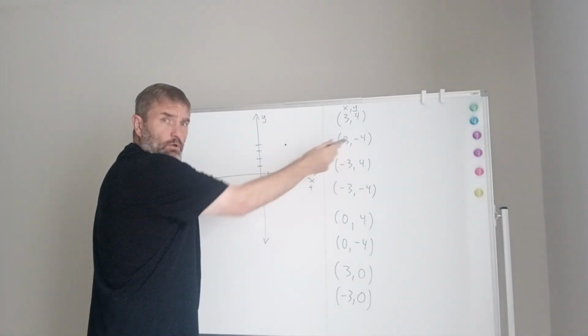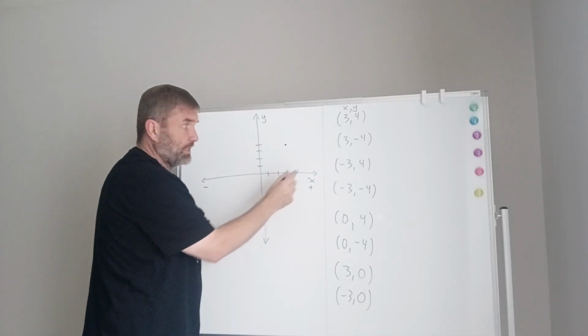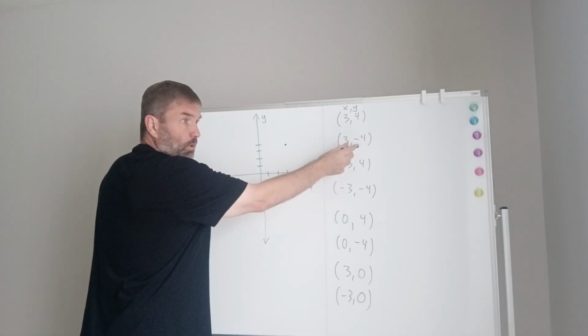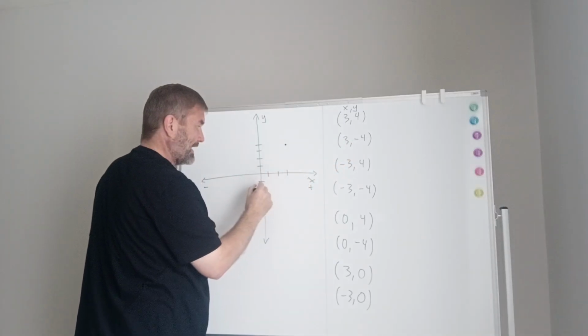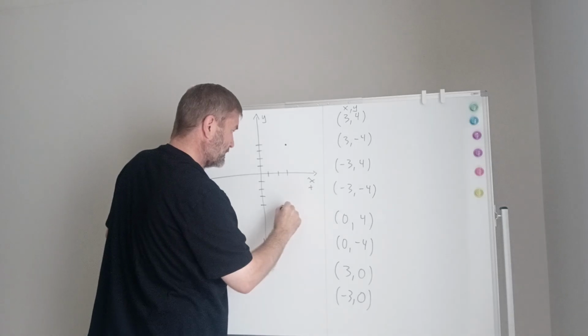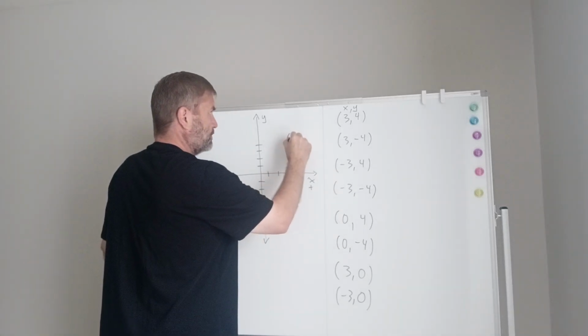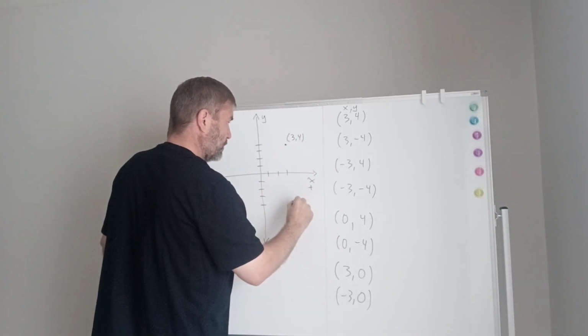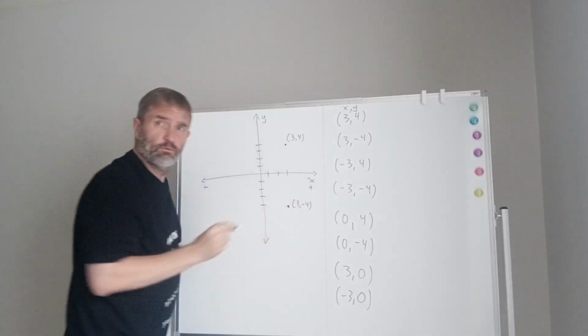Now, in this problem, you'll notice we're also going over right 3, but now your y is negative. So we're going to go down 4. Right 3, down 4, and there's your point in space. Okay, so you'll notice that's the point (3, 4). This is the point (3, -4).